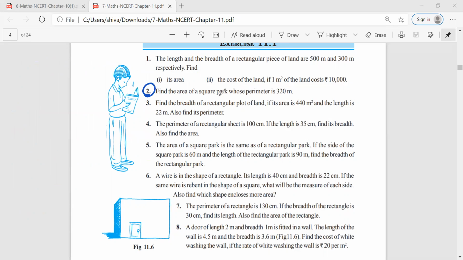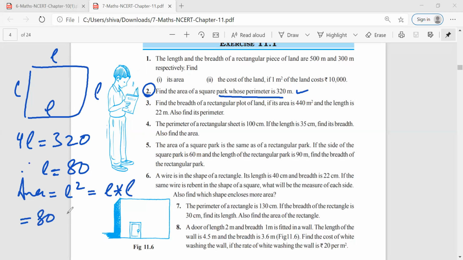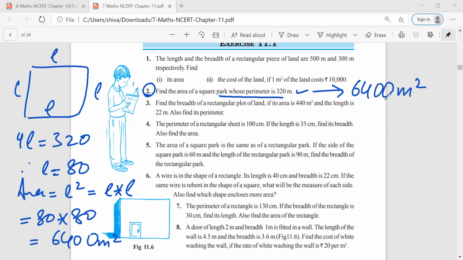Question number 2. Area whose perimeter is 320 meter. So this is a square. This is L, this is L, this is L, this is L. 4L is 320. Therefore, L is 80. And area would be L square. L into L. So this will be 80 into 80 is equal to 6,400 meters square. Mr. Sarthak, any doubt? No, sir. Mr. Satya? No, sir.